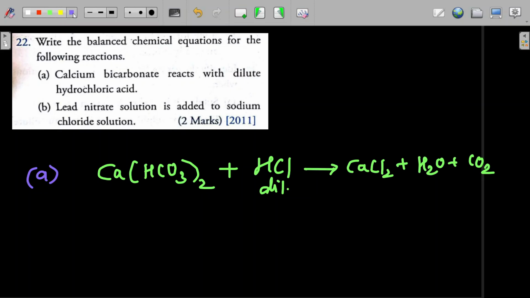Chalo, here what you have to do: 2 HCl. That's it. Carbon, 2 carbon are there. 2 to 4, so 2H2. Done. Okay.